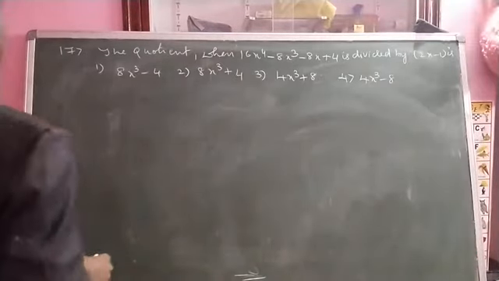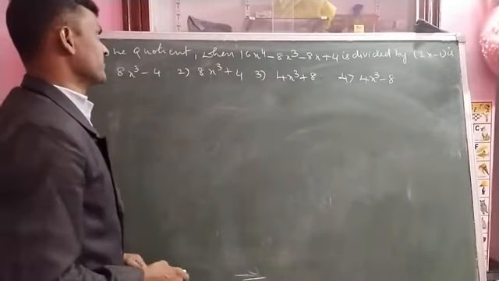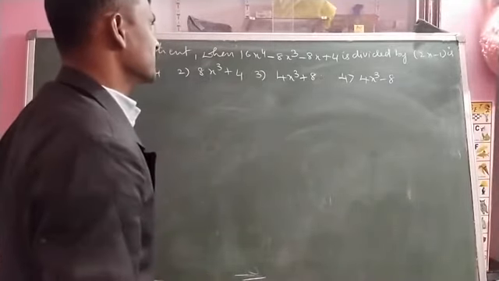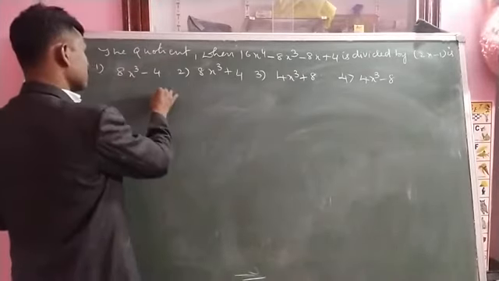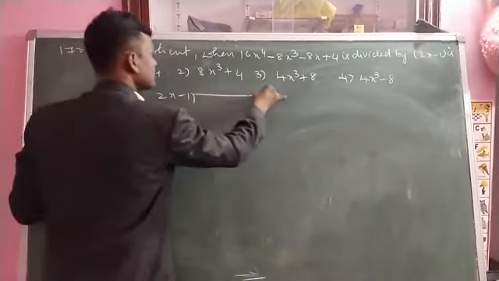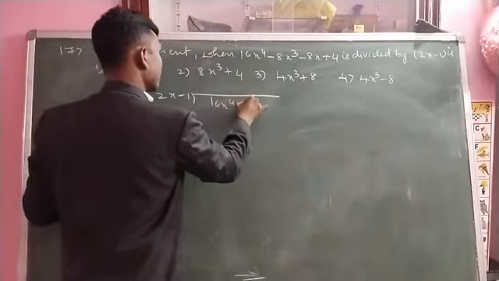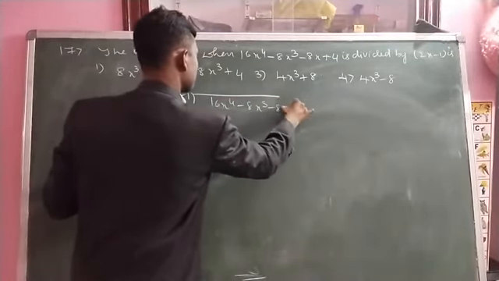Okay, next problem, the 17th one. Find the quotient and remainder when 16x to the power of 4 minus 8x cube minus 8x plus 4 is divided by 2x minus 1. We have to do this problem by the long division method. 2x minus 1 divides 16x to the power of 4 minus 8x cube minus 8x plus 4.